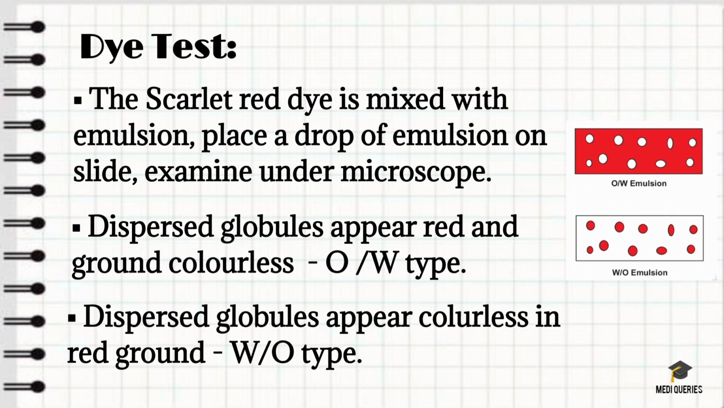The reverse condition occurs in the W/O type emulsion. The dispersed globules appear colorless in the red background. So this is about the dye test.